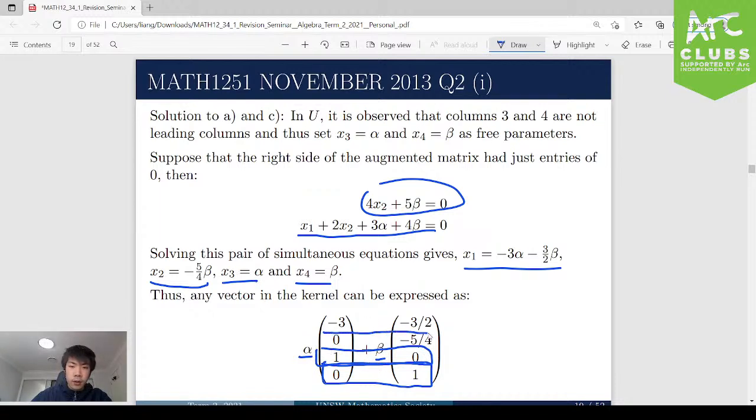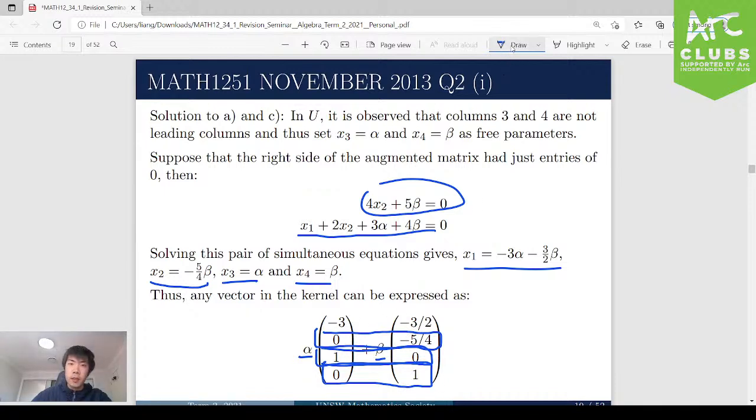This second row, you get 0, negative 5 on 4, and that's because x2 equals negative 5 on 4 beta. You don't want any alphas, you only want negative 5 on 4 betas, and so on. Okay, and so you get these two vectors, and you can then say that this would form the basis for your kernel. Okay.